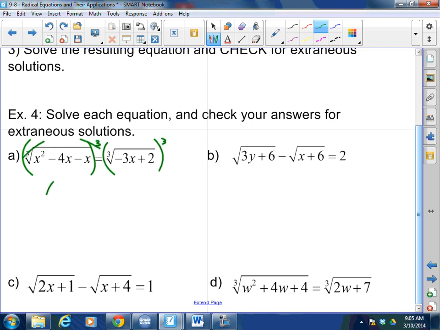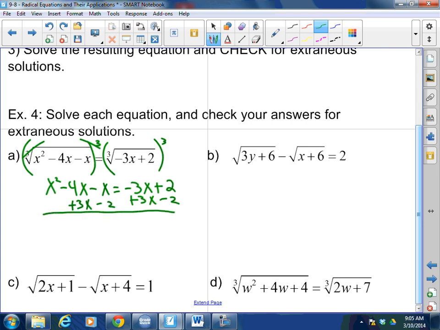Bam, bam. So guess what? Now I got x squared minus 4x minus x equals negative 3x plus 2. We know how to do this already. Set it equal to 0. Add 3x and subtract 2 to both sides.